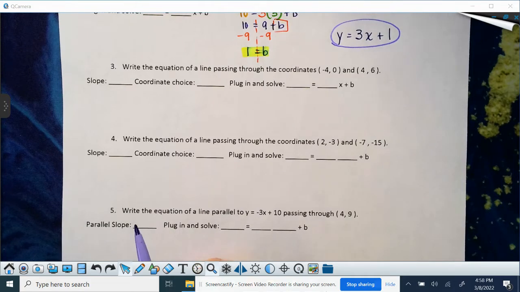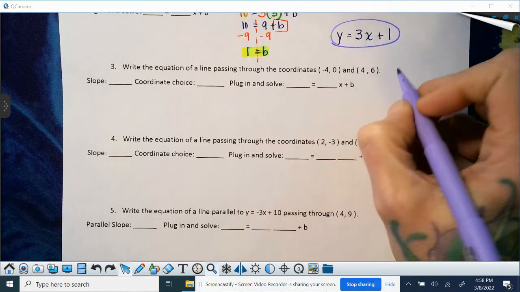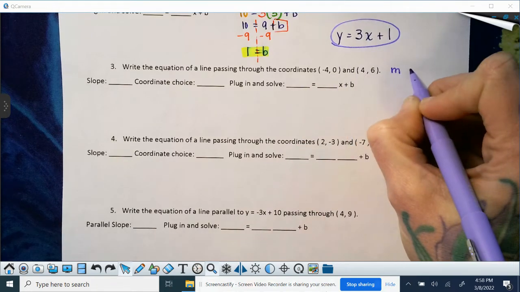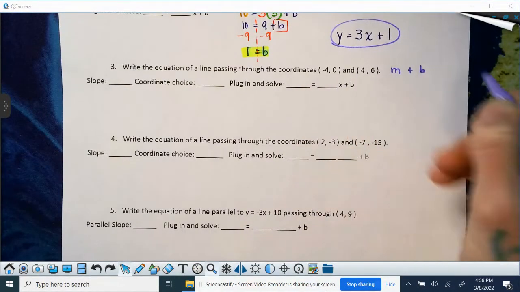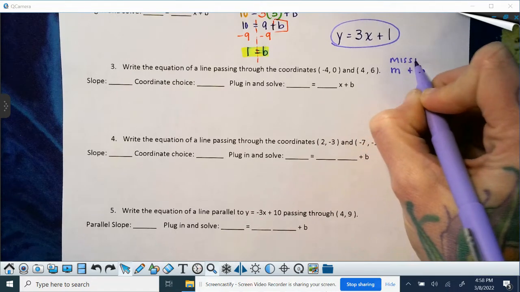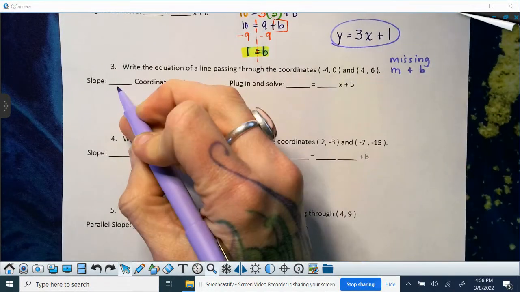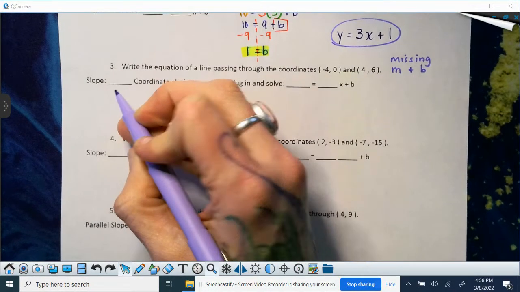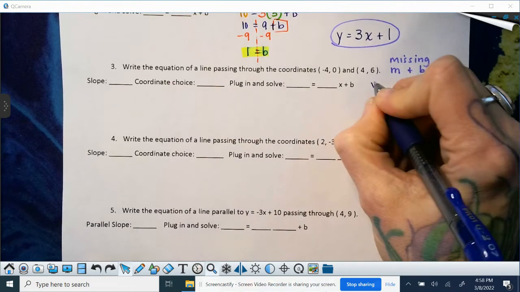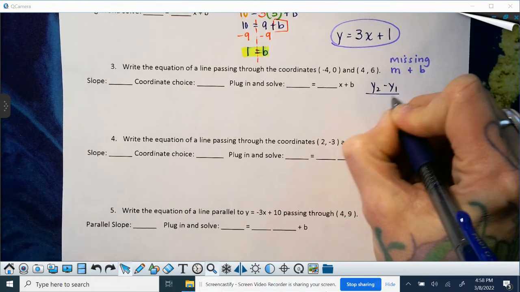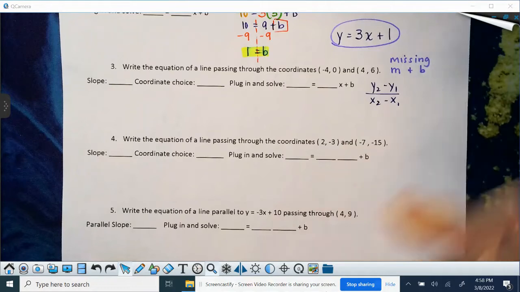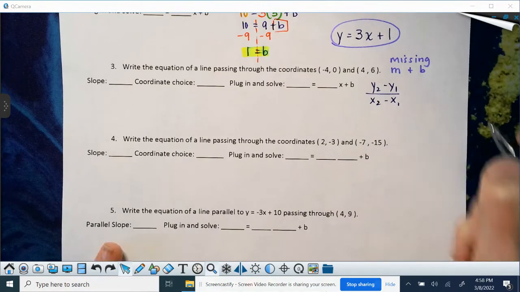All right, so number 3, write an equation of a line passing through 2 coordinates. If I have 2 coordinates, again, the things you need are your m and a b value. In this case, we're missing both. We don't have our slope and we don't have our y-intercept given to us. So first and foremost, we're going to solve for our slope, and you can do that either with your y2 minus y1 over x2 minus x1, which you've done forever, or you can use my trick for zeros.